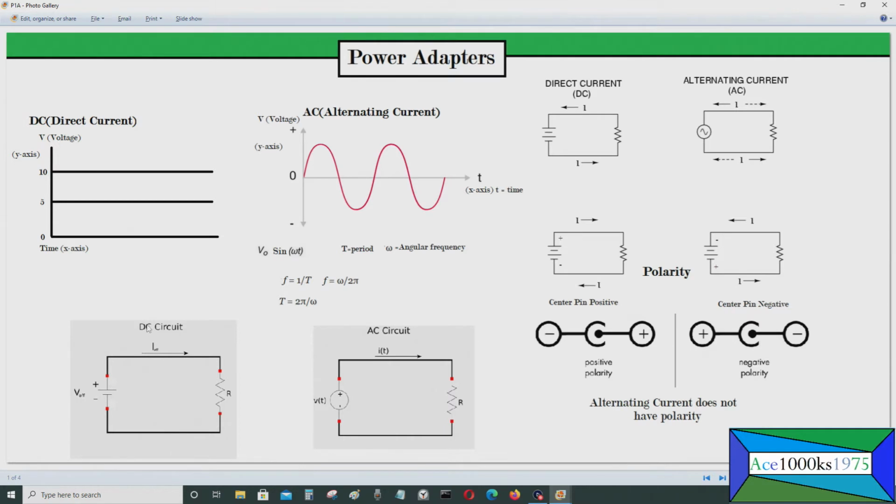And this is a DC circuit. The current is going this way from positive, goes through the resistor, goes here, and then goes to ground. So that's how a DC circuit looks. This is a constant amount of voltage that's just applied, and it completes the circuit. That's it.